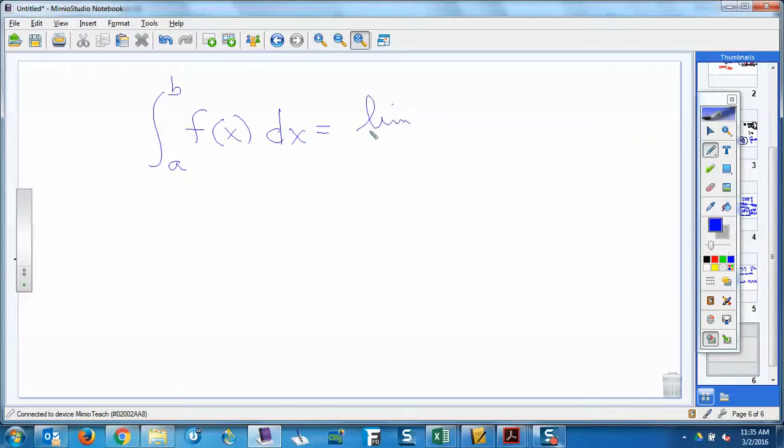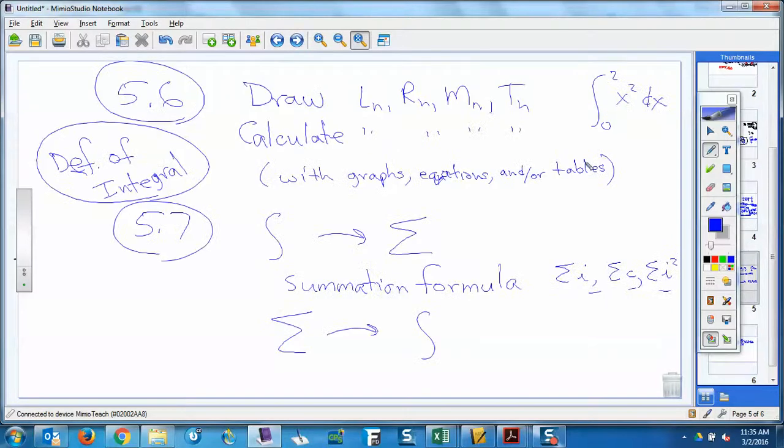Limit as n goes to infinity, sigma i equals 1 to n, f of c sub i, some sampling point, times some width. So it's just rectangle heights. Rectangle height times rectangle width gives you rectangle area. You add up all those rectangle areas, n of them, and then let n go to infinity. That's an infinite number of rectangle areas. That's the definition of the definite integral. Okay? So that's about all there was to it.